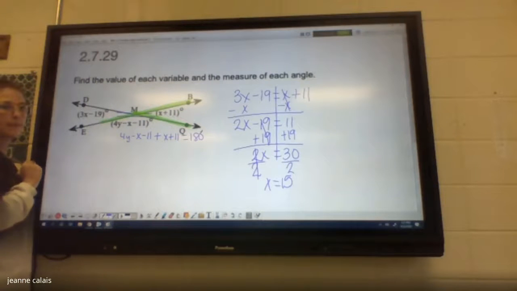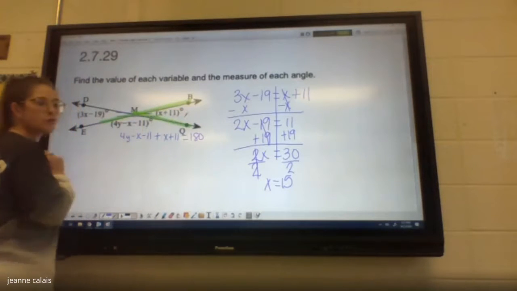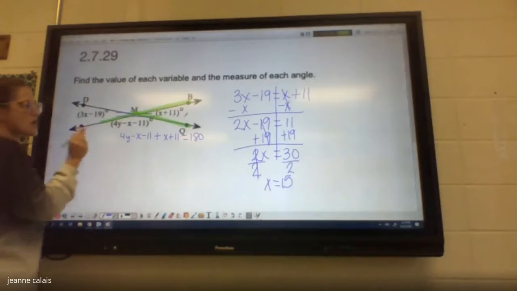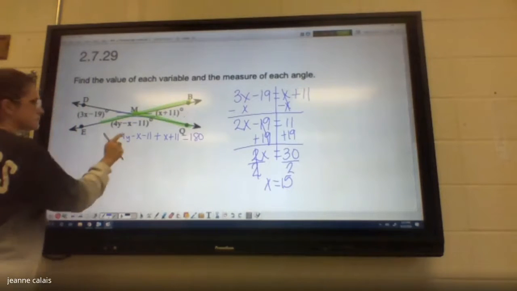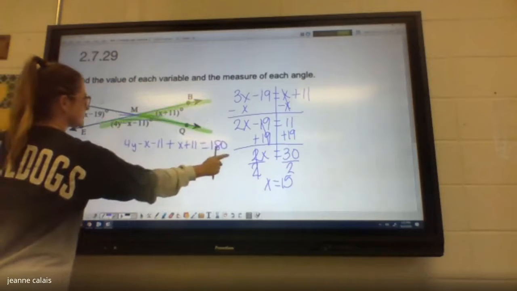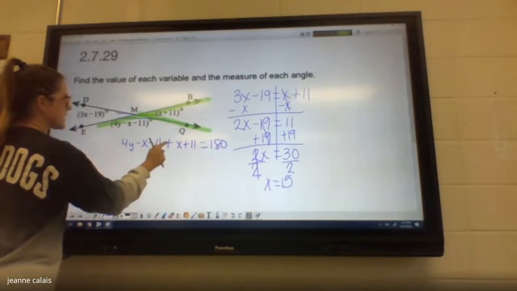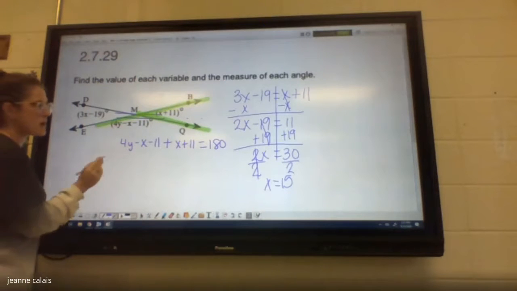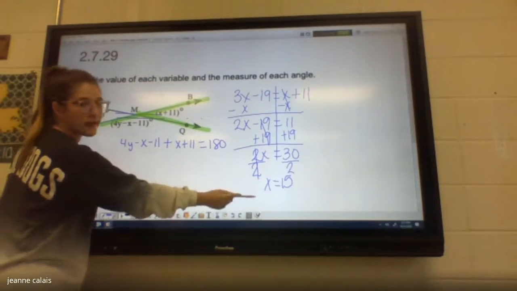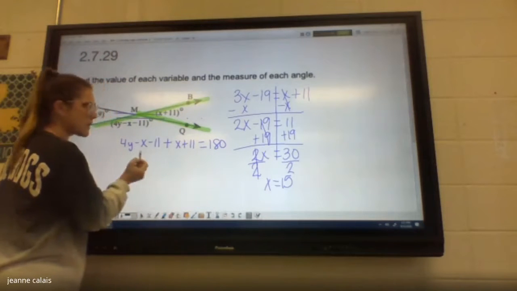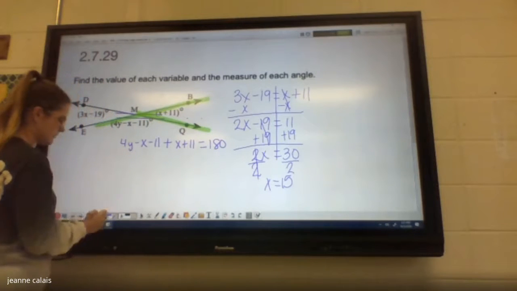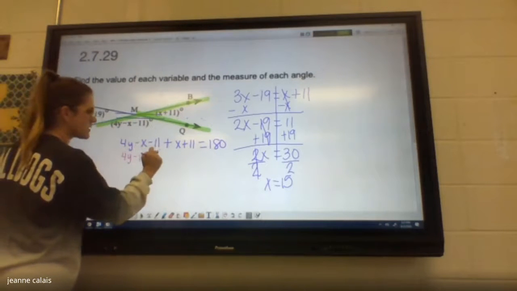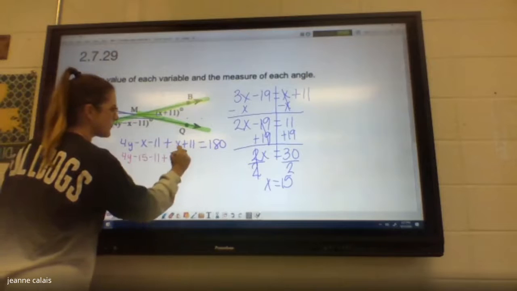Okay? These two angles form a straight angle. Follow? I want to try to make it as big as possible too. Okay, make sure you can see. All right, now I'm going to take the value of x and I'm going to plug it in. So everywhere I have an x, I'm going to put 15.